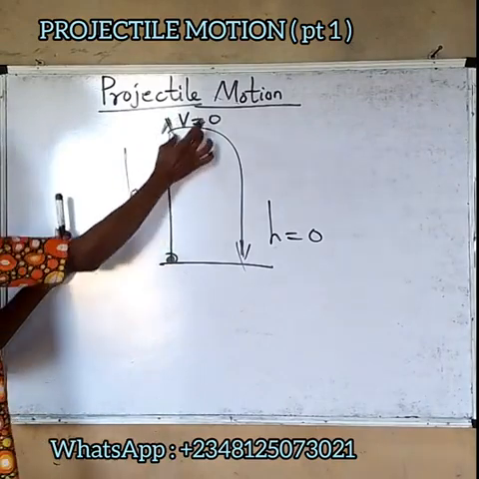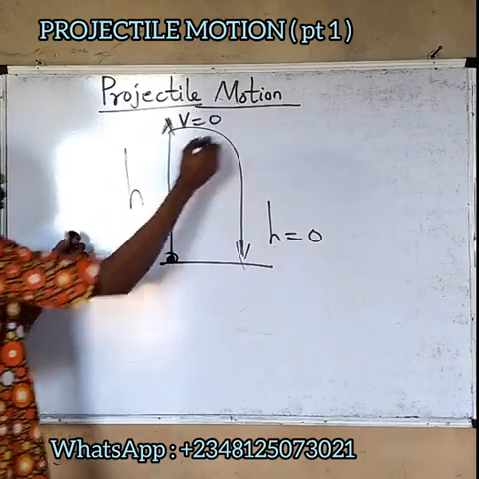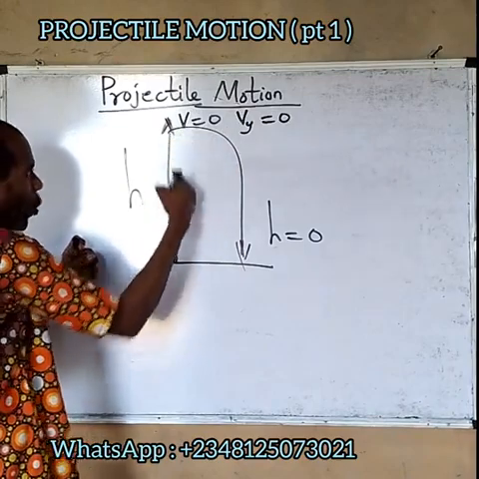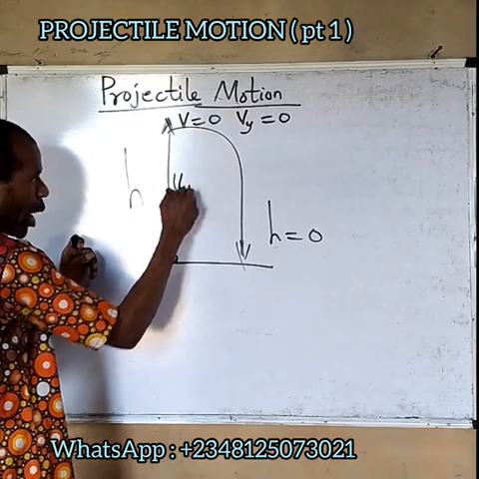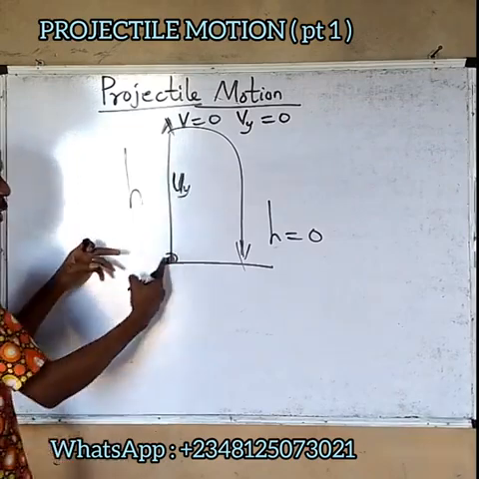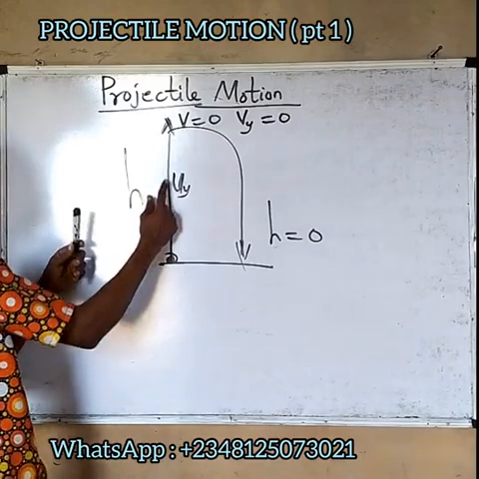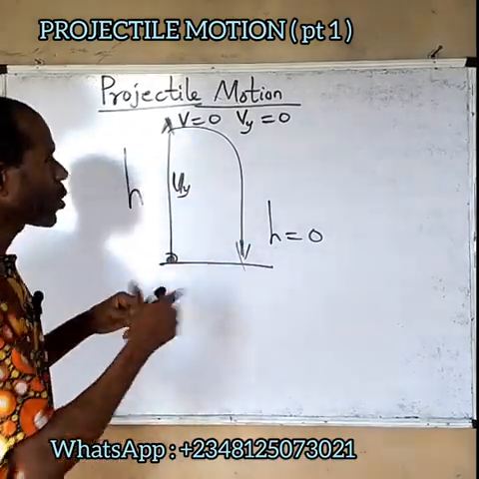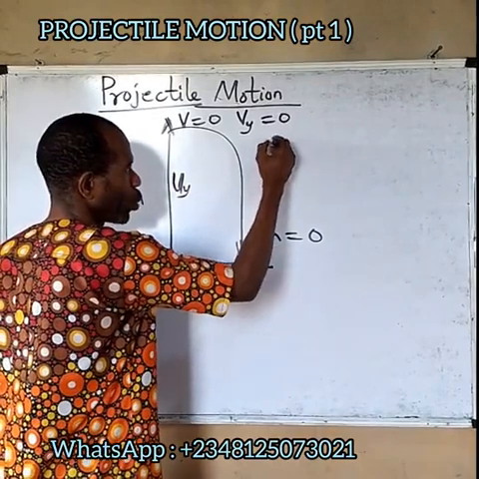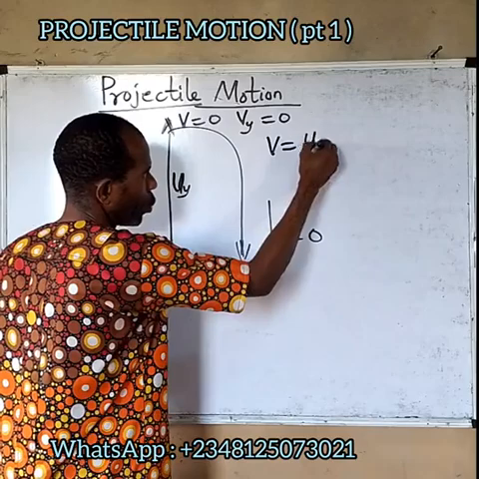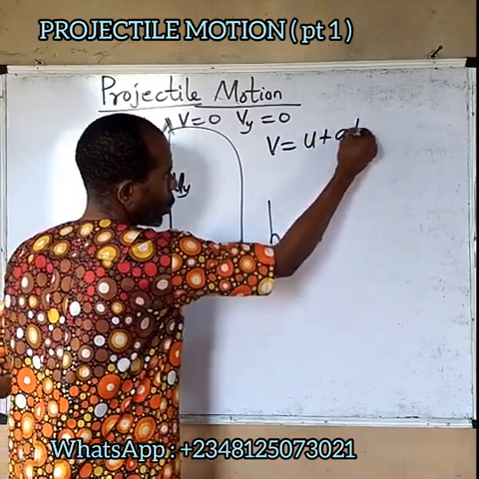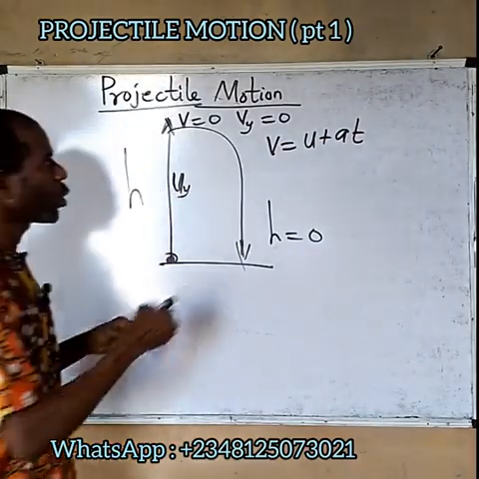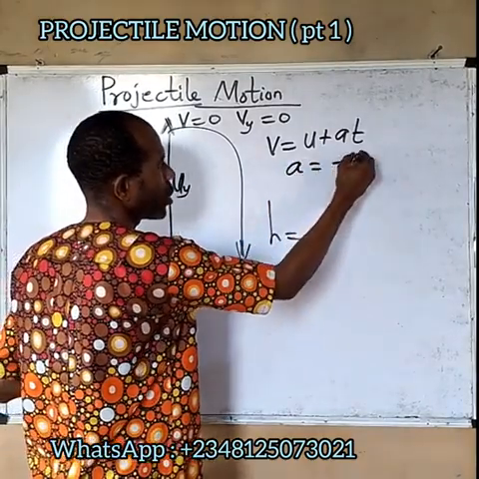Now, at this point, the final velocity, which is Vy, is equal to 0. Here, it is projected with Uy, the initial velocity projected from the ground. Remember, we are considering vertical motion. So if I want to get the time it takes to get to this height, that is where we will use the equation of motion, v equals u plus at. As you are moving upward against gravity, your acceleration becomes negative g.